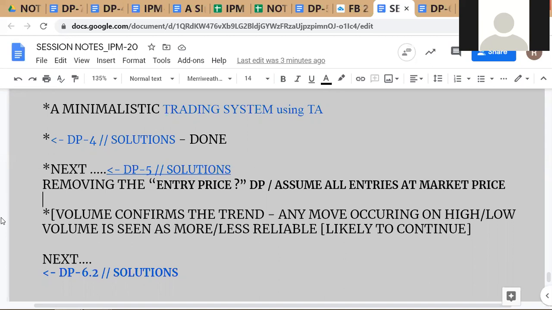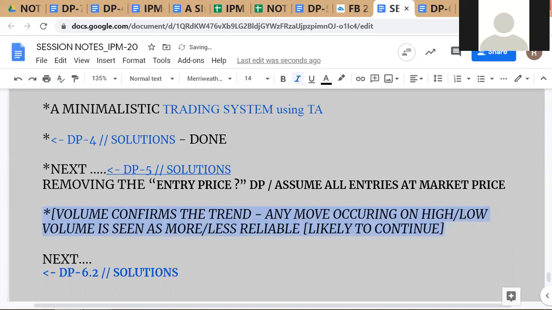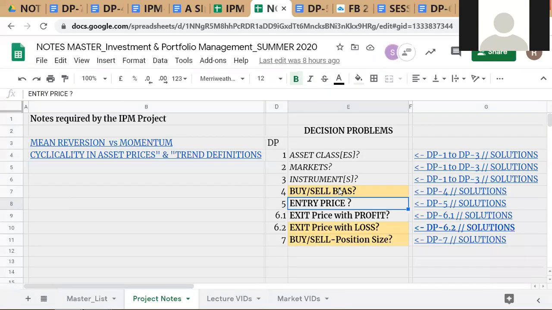All right. So we'll put this as an italics thing because it's not part of the flow of the discussion. Okay. Now, what we have done is we are in the process of designing our bare bones trading system.